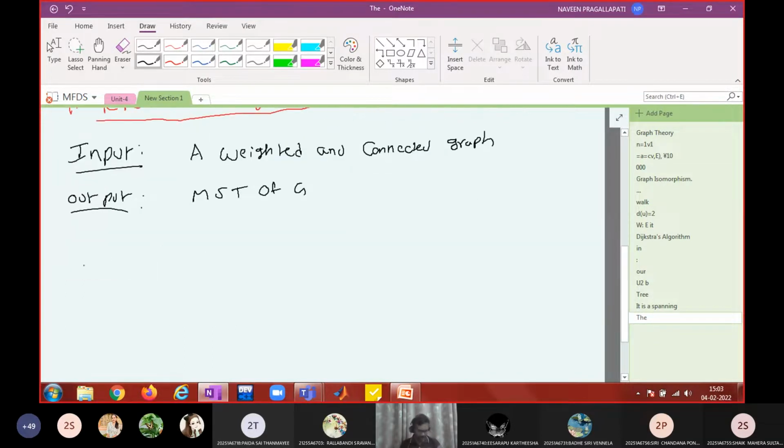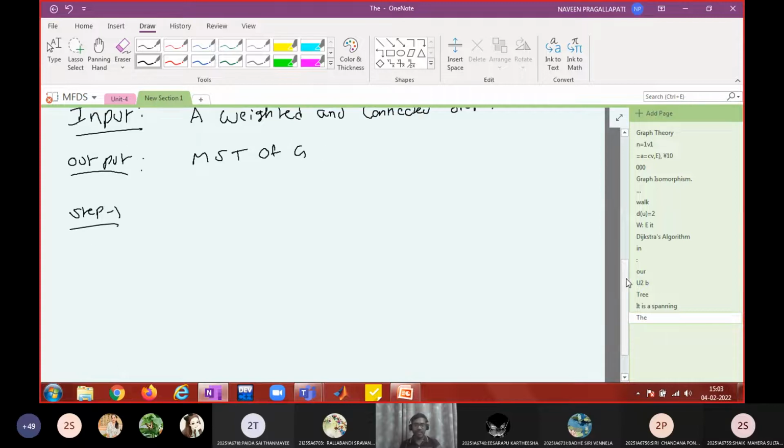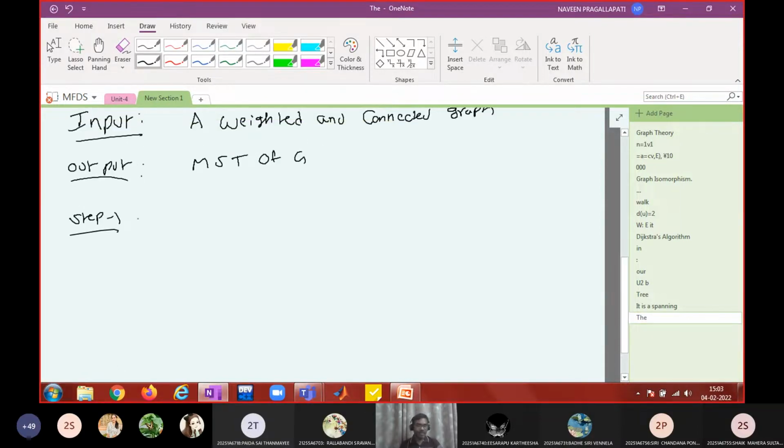Okay, so what is step 1? Write down step 1. My professor's name is Chowdam. He is a graph theory specialist. You can Google Chowdam.